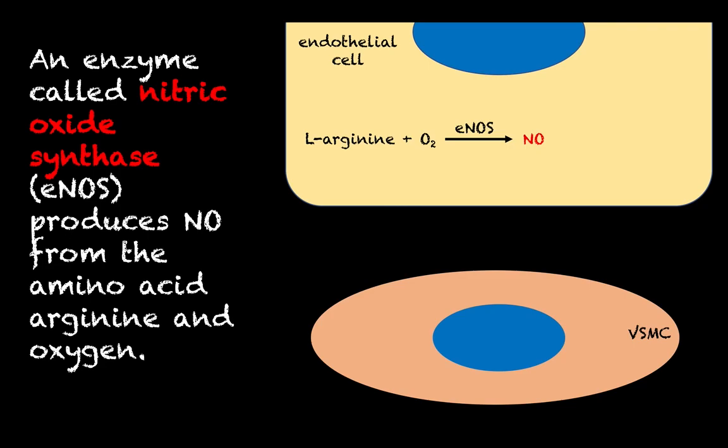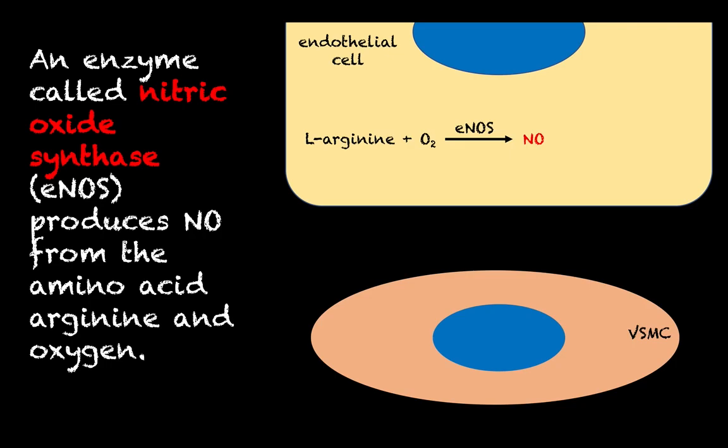So I mentioned that paracrine signaling has something to do with this. So if you look at what's happening up here in the endothelial cell, we need to focus on an enzyme called nitric oxide synthase, eNOS for short, for endothelial nitric oxide synthase.